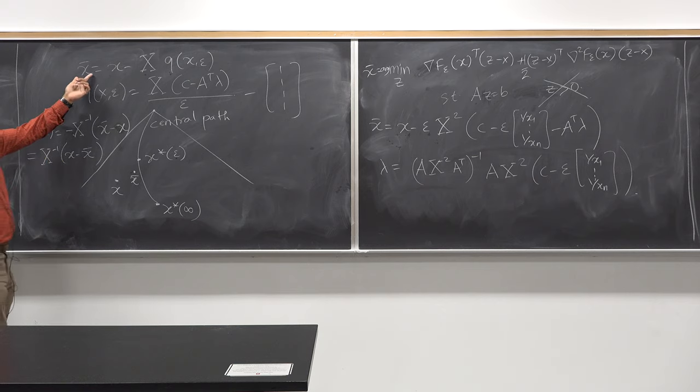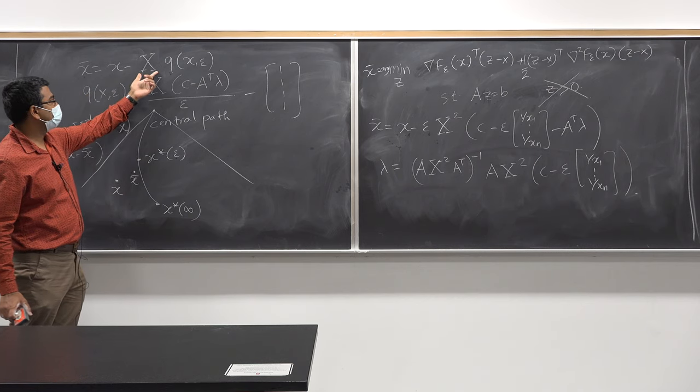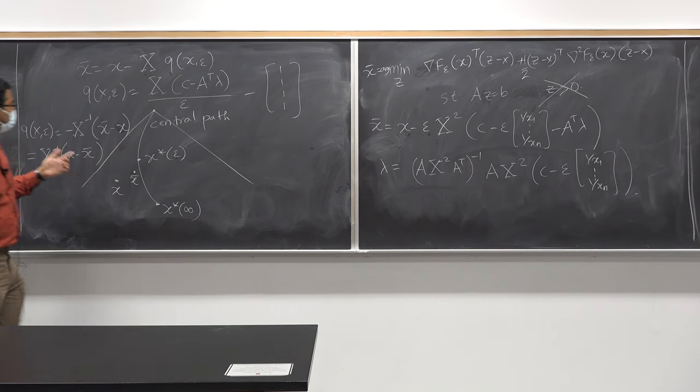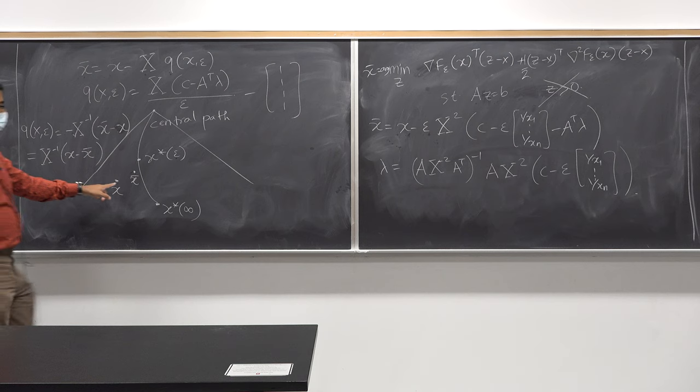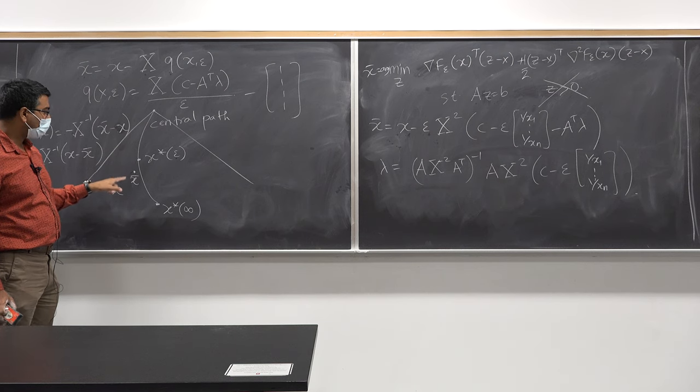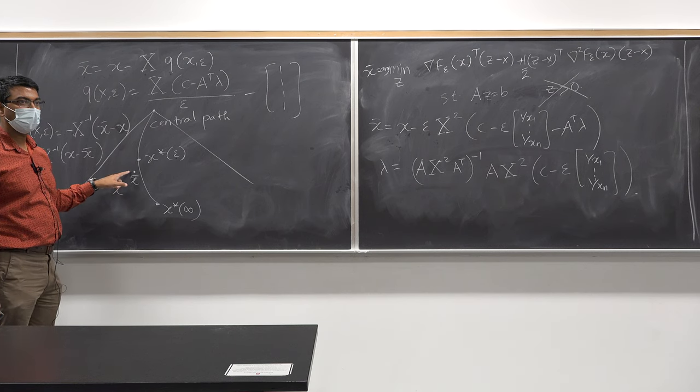and remember, x bar equals x minus capital X times this vector. And my question to you is, I'm doing this optimization, and I found that the norm of this particular vector is small. What does that mean? You're not going too far away from x. So why would that happen? Why would you not go too far away from x when you're taking a Newton step?